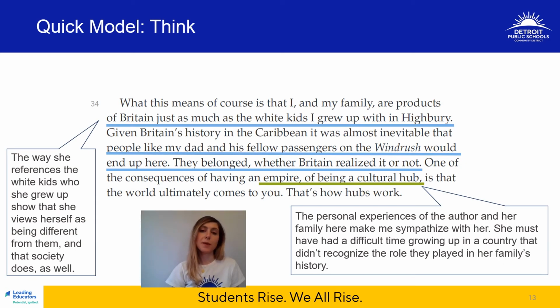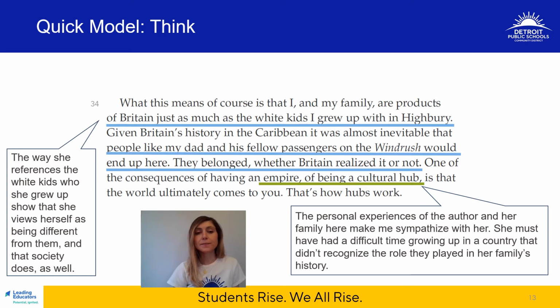Let me bring you through an example of my own. So I'm focusing on paragraph 34 of the text. I underlined her personal experiences in blue. I also underlined a historical fact or a reference in green. Let me read to you what I have underlined in blue. "Of Britain, just as much as the white kids I grew up with in Highbury." The way she references white kids who she grew up with shows that she views herself as an outsider, right? Like even though she was living right alongside of them. And that society might view her as an outsider as well.